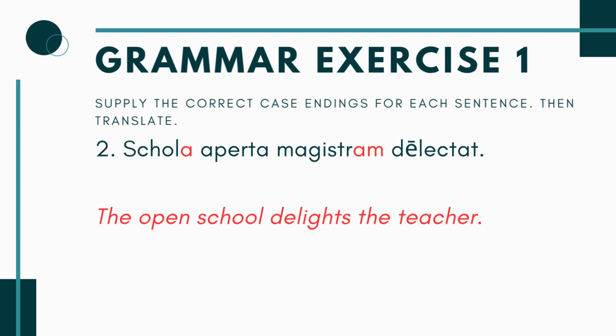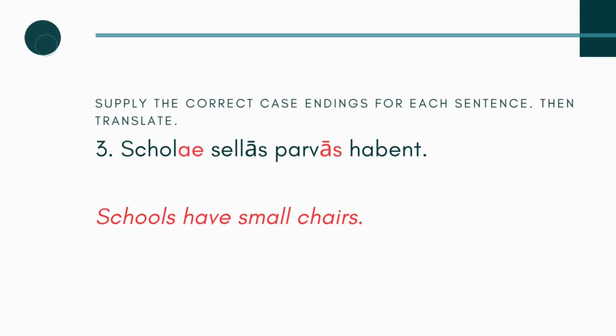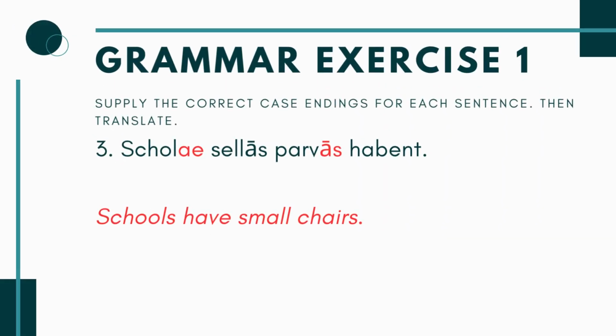So just follow the flow of the sentence and figure out where's my subject, where's my direct object, and are they singular or plural? And you'll end up with the right answer. In number 3, we have skol blank celas parv blank, rather, habent. So we have something about a school, something about chairs, and something about someone having them, right?